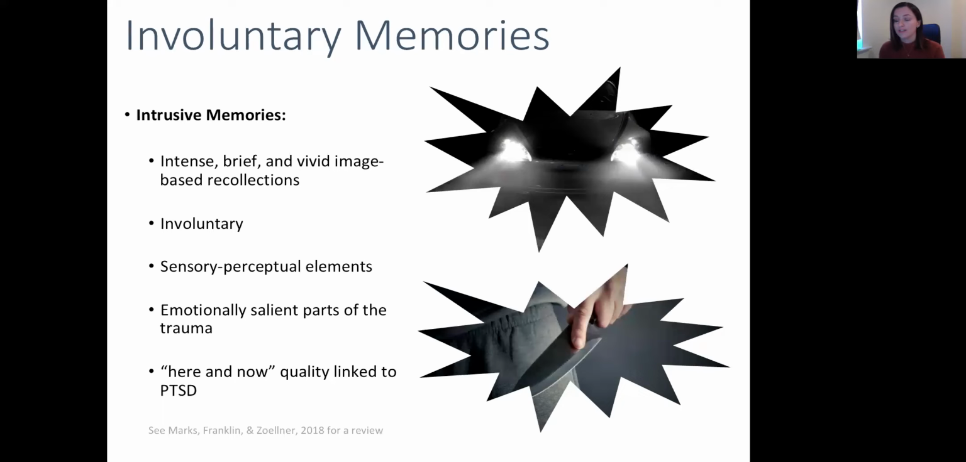Studies have shown that intrusive memories reflect the most emotionally salient part of the trauma, and that they can often be perceptions that a person experienced just before the trauma happened. So, for example, hearing footsteps before being attacked, or the sound of the car braking before it hits you. And some researchers would argue that this contributes to the individual's sense of current threat, because the intrusions give the impression that something bad is about to happen, rather than knowing that it's something that has happened in the past.